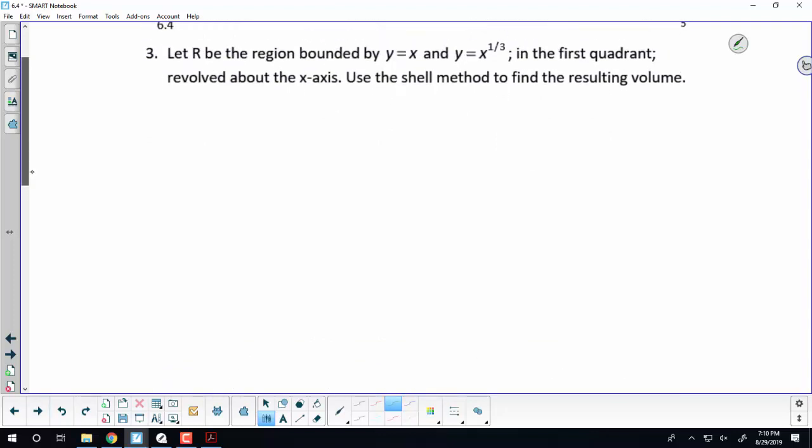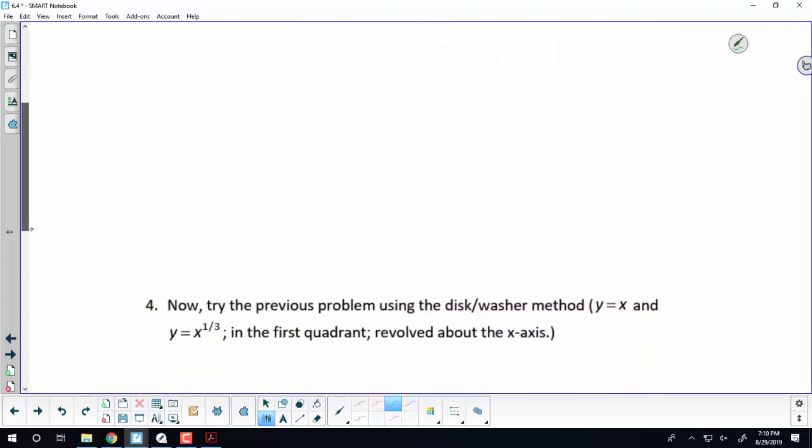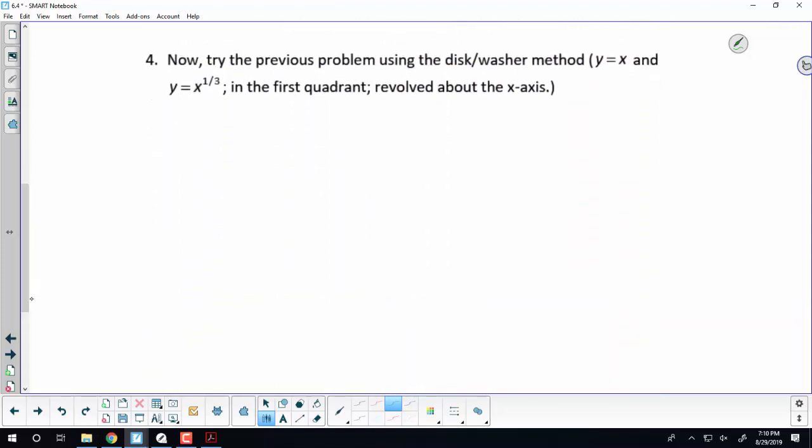We're going to take the same region, y equals x and y equals x to the 1/3 in the first quadrant, and revolve that around the x-axis and use the shell method to find the volume. And then in example 4, we can look at the same region and revolve it about the x-axis, use the disk washer method to determine the volume. Since it's the same region rotated around the same axis, the volume shouldn't change. And what we'll see is that both methods give you the same exact volume.